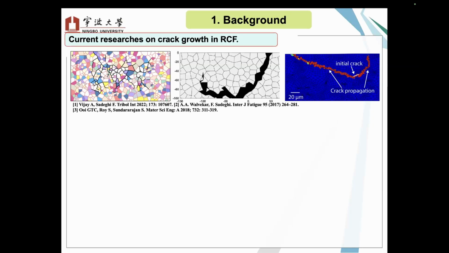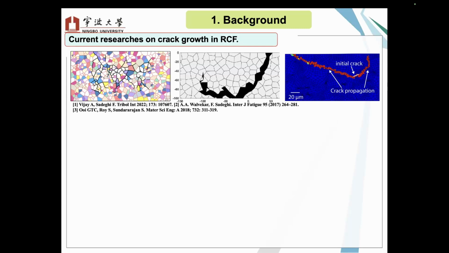Mostly researchers are focused on crack initiation, but different from conventional fatigue, in rolling contact fatigue the crack initiation takes up less than 20% of total fatigue life, but it's mainly the crack propagation that leads to the failure. So what we are concentrating on is crack growth.